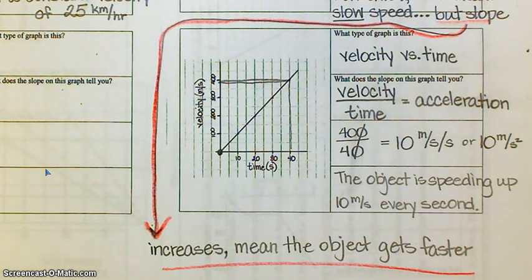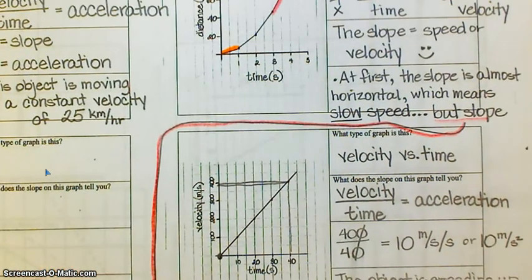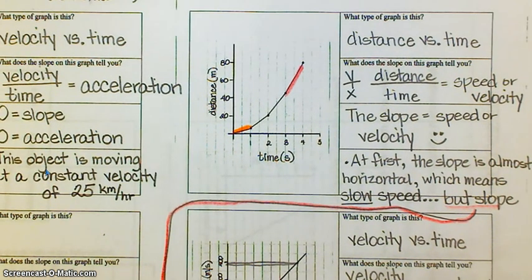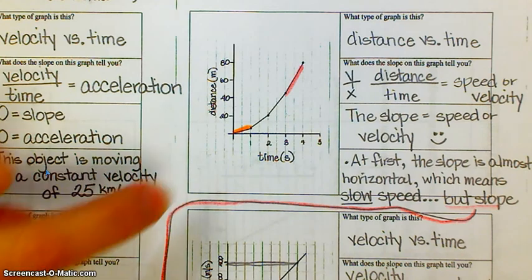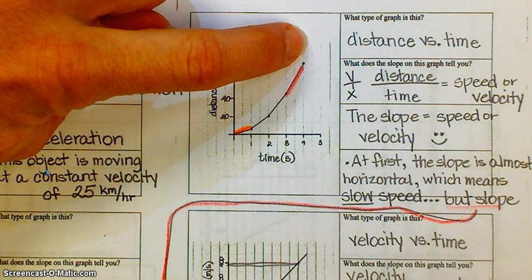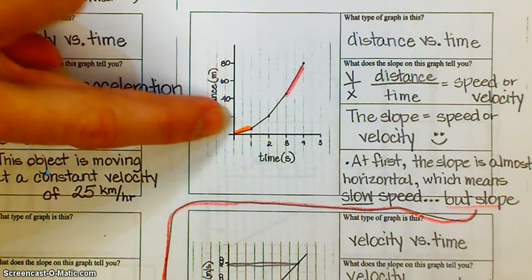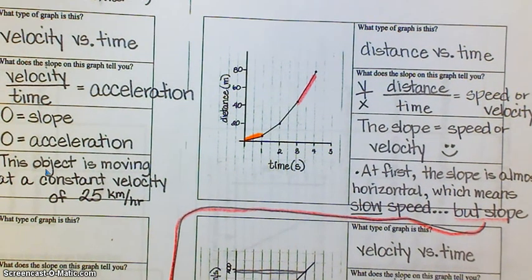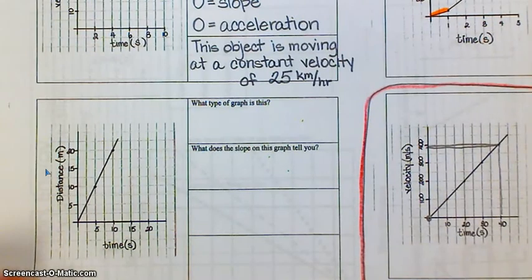So on that graph, the slope is getting steeper and steeper, which means the object is speeding up. It's getting faster and faster. If the object is speeding up, we can also say that the object is accelerating. So a curved line on a distance versus time graph would indicate something accelerating, because as time goes by, the slope gets steeper and steeper. Okay, let's go to the next graph, which is down here.